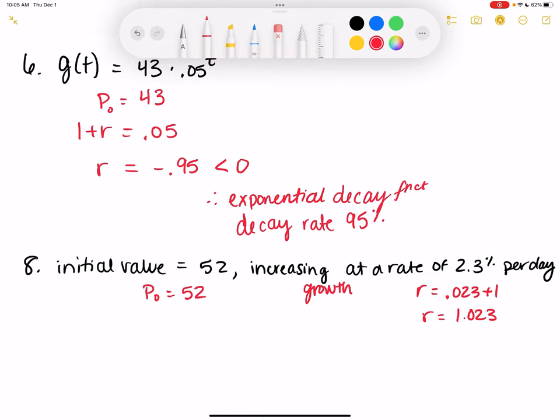So then, how would I write it? P of T equals what? 52 times 1.023. And then, don't forget to raise it to the T.